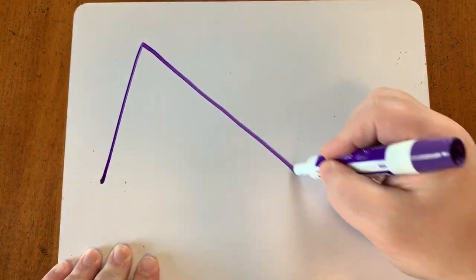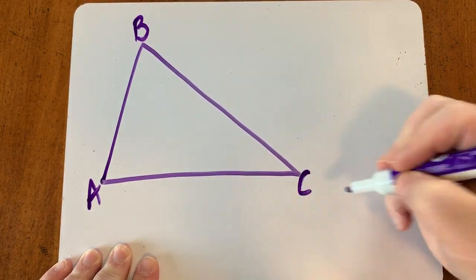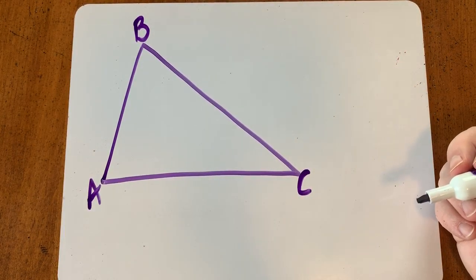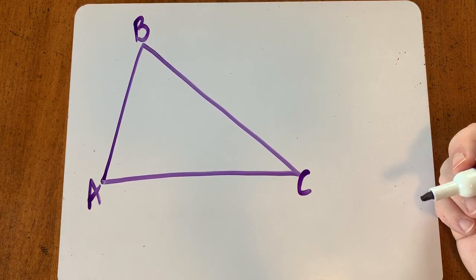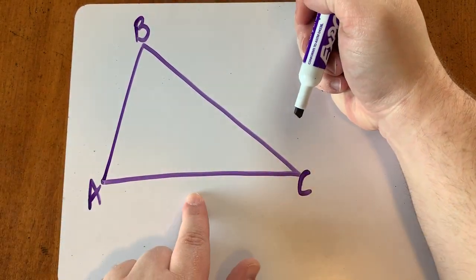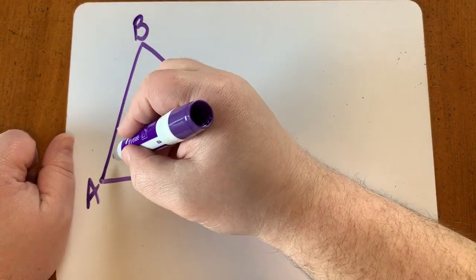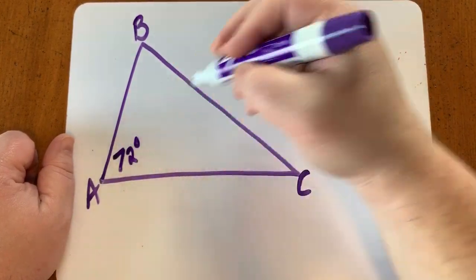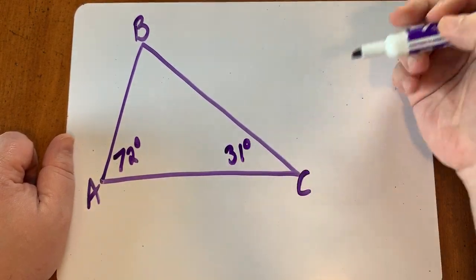All right, so let's choose an arbitrary triangle, triangle ABC. And we're going to have two angles and one side. So there's two cases for how this can happen. We can have two angles, and the side can be either between or not between. So let's say we have angles A and C. Let's say angle A is 72 degrees. And angle C is 31 degrees.